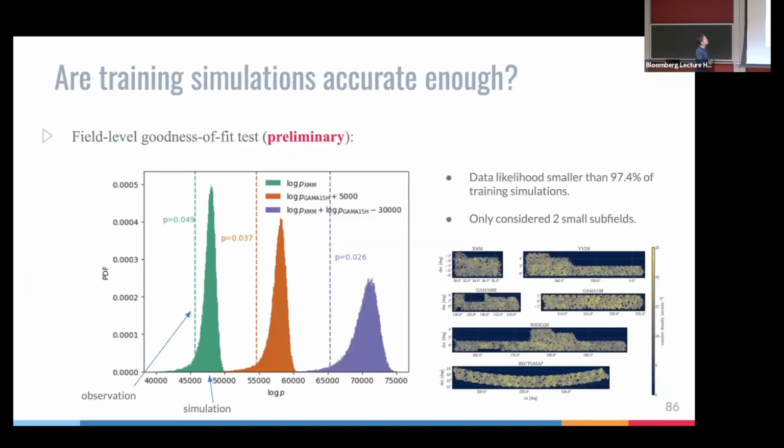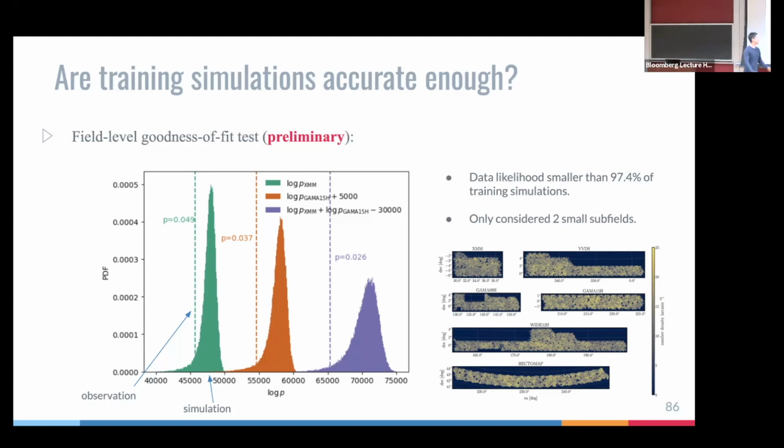Okay, so the goodness of fit test. This is very preliminary results. I got this from last weekend. Here I'm showing you the distribution of the log likelihood. The y-axis is the PDF, and these different colors: the green color is the likelihood of this XMM subfield. This histogram is from training simulations, and the dotted line is from the observation. The orange color is this GAMA 15H field, and the purple one is combining these two fields.